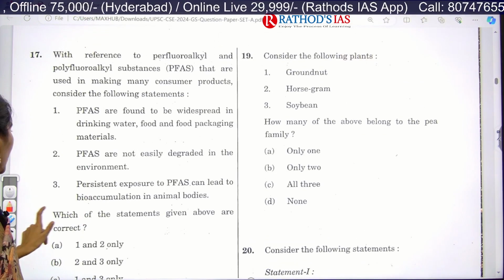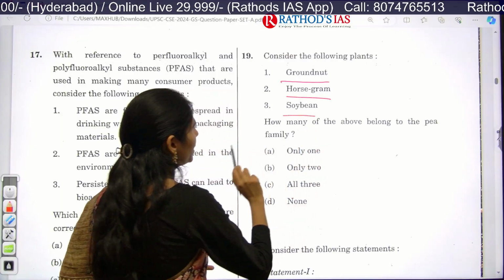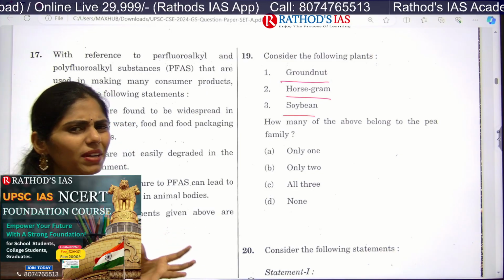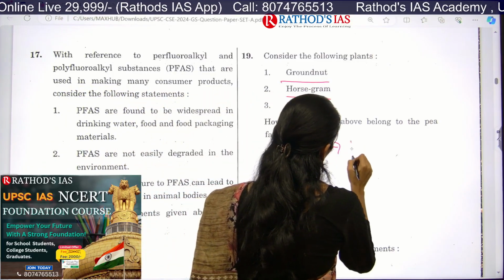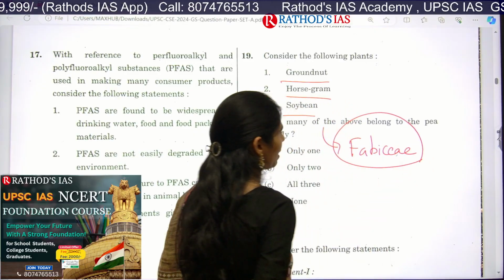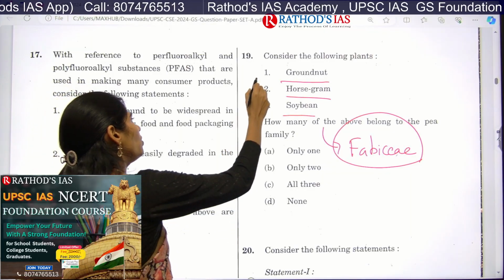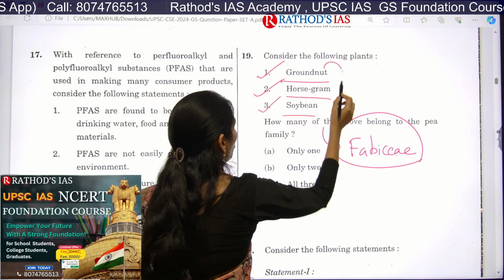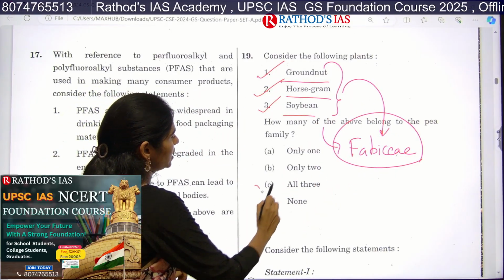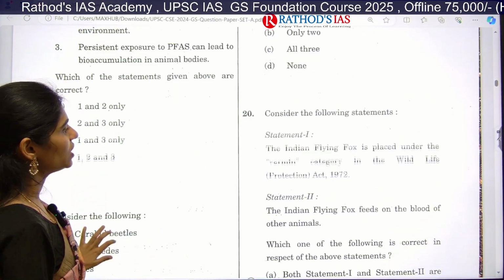And next one is: consider the following plants: groundnuts, horse gram, soya bean. How many of the above belong to the pea family? Pea means nothing but the plants which come under Fabaceae. Plants which come under the family of Fabaceae are called the pea family. So groundnut, horse gram and soya bean, all 3 come under this Fabaceae family. So the correct answer is C, all the 3. Clear?